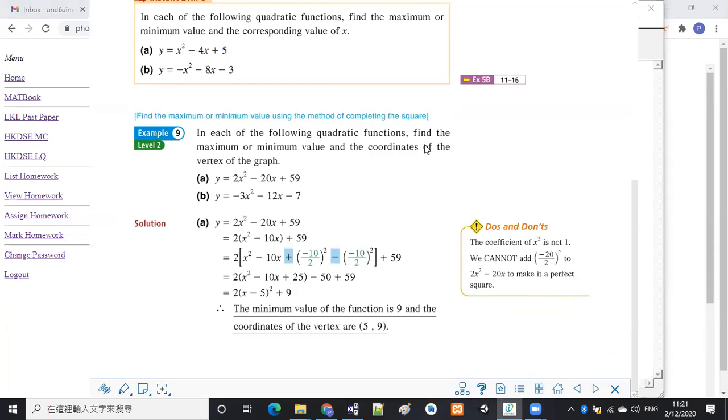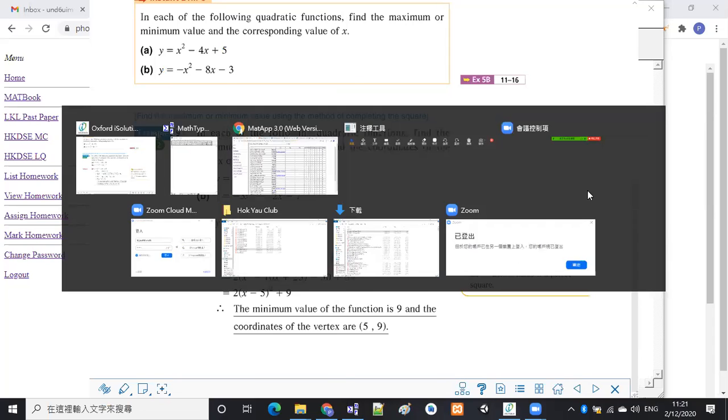Number 9. In each of the following quadratic functions, find the maximum, minimum value and the coordinates of the vertex of the graph.